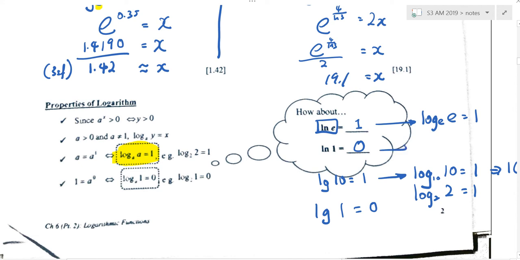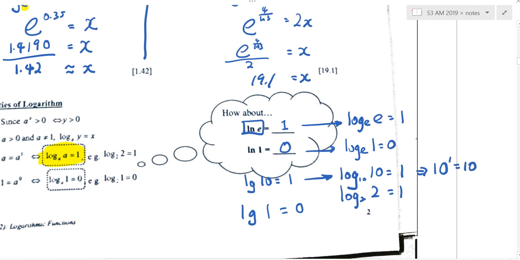This one means log base e of 1 is 0. And if I change it to indices form, e to the power of 0 is equals to 1. Okay, can you copy this down? I point, you copy. So log base e of 1 is 0. We say that e is the base, 0 is the power, base to the power is equals to 1. Does it make sense? e to the power of 0. Anything to the power of 0 is 1. This is indices law, right?